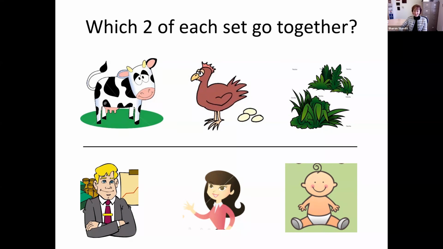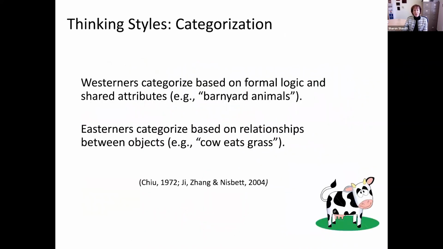Take another couple of seconds. Okay, so most of you said the man and the woman go together because they're adults. Okay, so what's interesting here is that the way people categorize actually does depend on their cultural background. So a Western style of categorization means that you categorize based on formal logic and shared attributes like barnyard animals or adults. But Easterners or holistic thinkers tend to categorize based on relationships between objects.